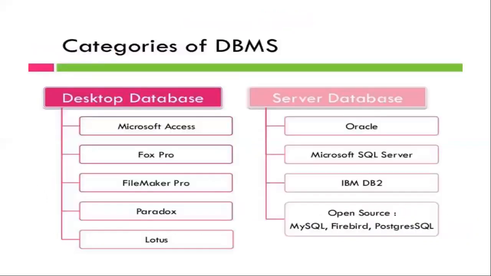And what are the categories of database management system we can classify? It's also very simple to understand. Suppose you are working with desktop databases: Microsoft Access, FoxPro, FileMaker, Paradox, Lotus. These are all simple versions of a database management system, and you can use them in the desktop environment, that means in a single system, a single computer.